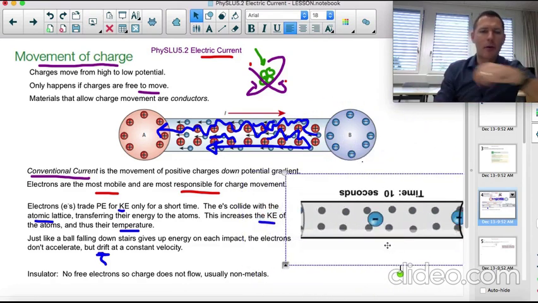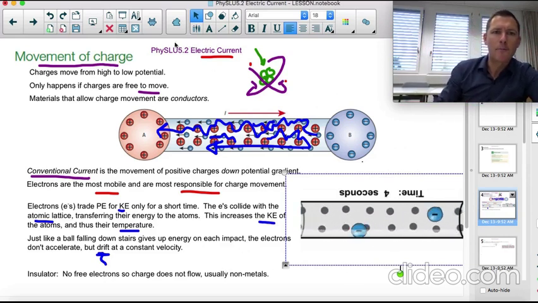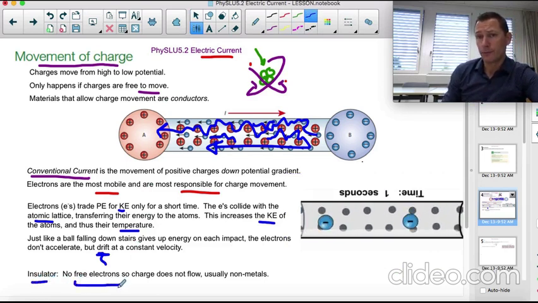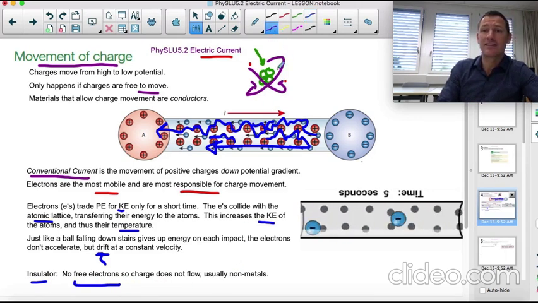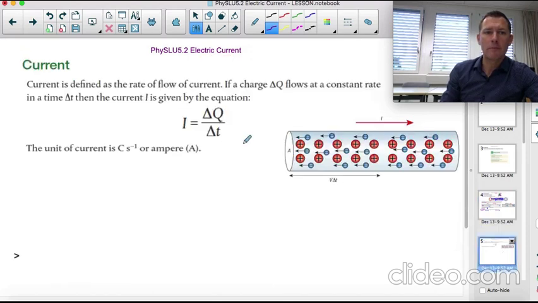Right? They're rattling that way, and backwards. An insulator is a material where the electrons aren't free to move. It doesn't mean there's no electrons. It just means that they can't move as easily. Plastics do this. Ceramics do this. Non-metals. And that has no free electrons to move as easily.